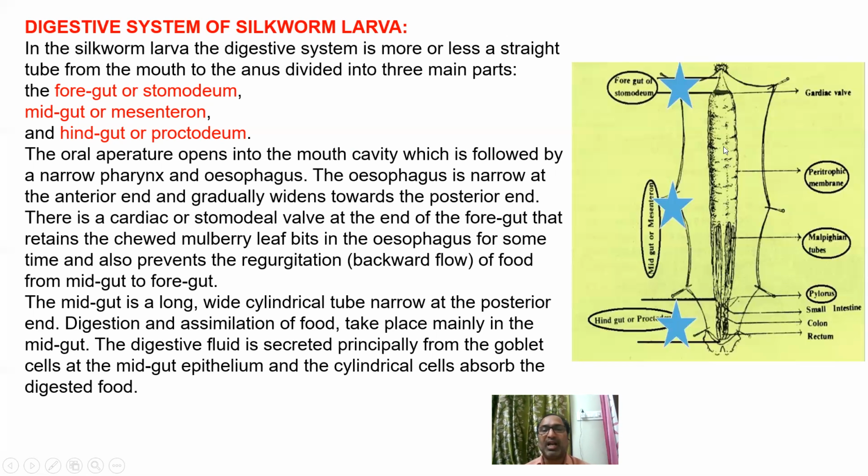The digestion and assimilation of food mainly take place in this region, the entire digestion process. Assimilation of food particles will take place in the midgut region. The digestive fluids are secreted principally from the goblet cells present here. They are helpful for the secretion of the fluids, and the midgut epithelium and the cylindrical cells will absorb the digested food materials in the midgut.